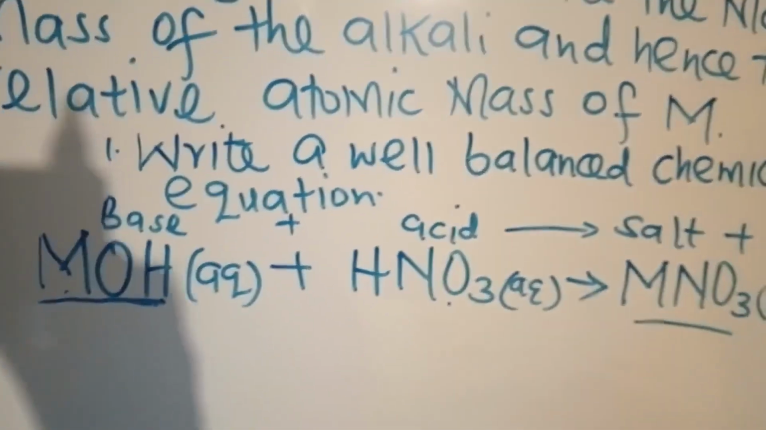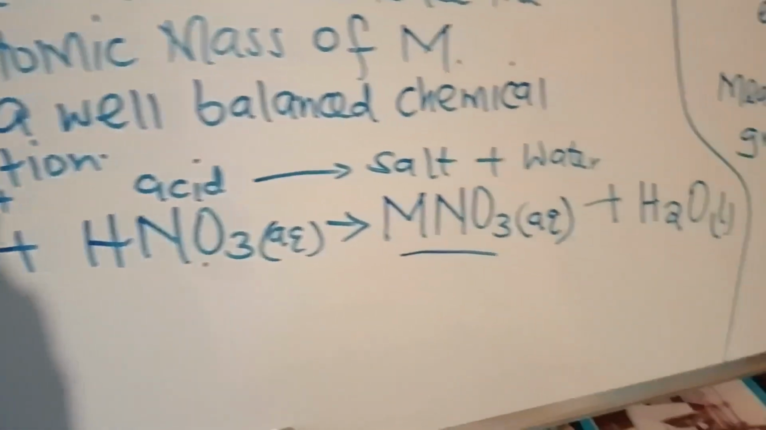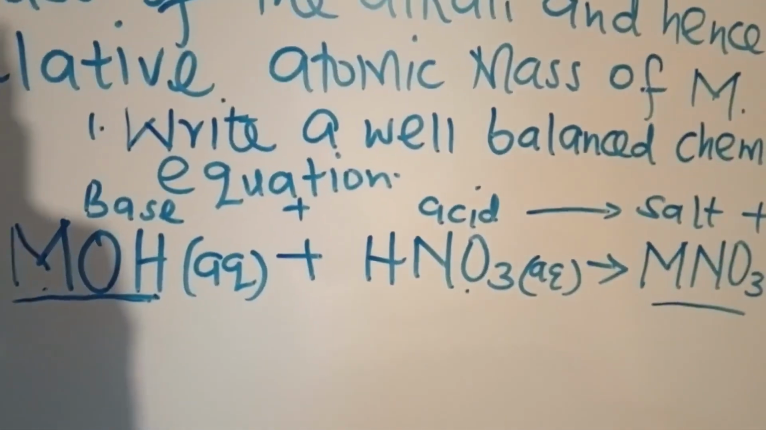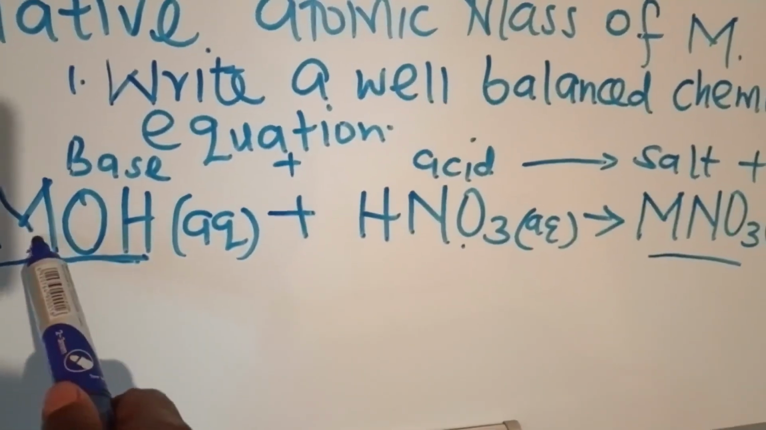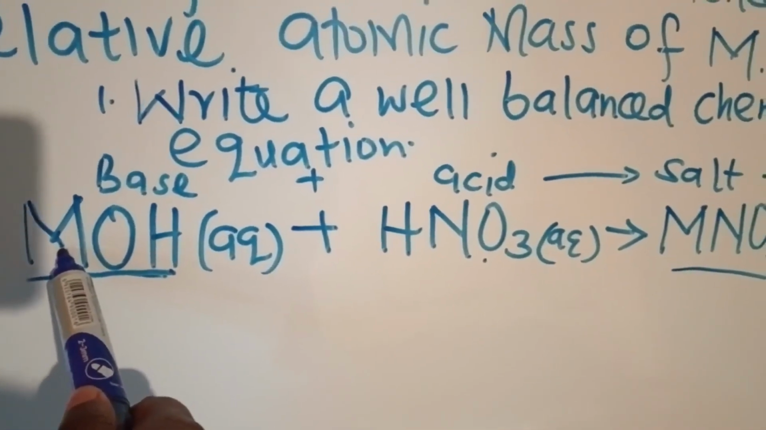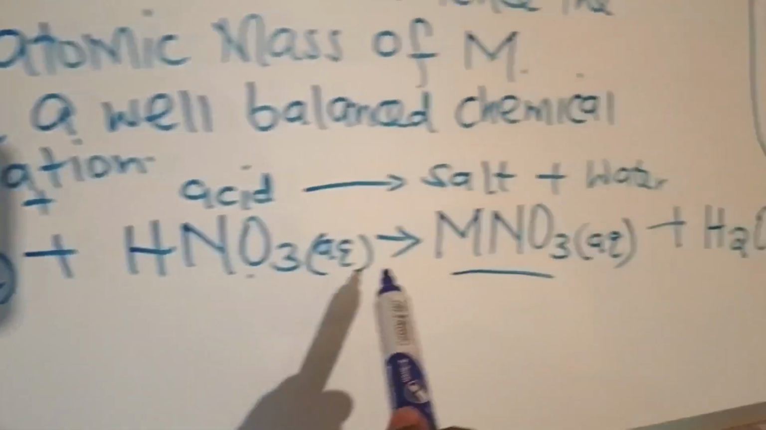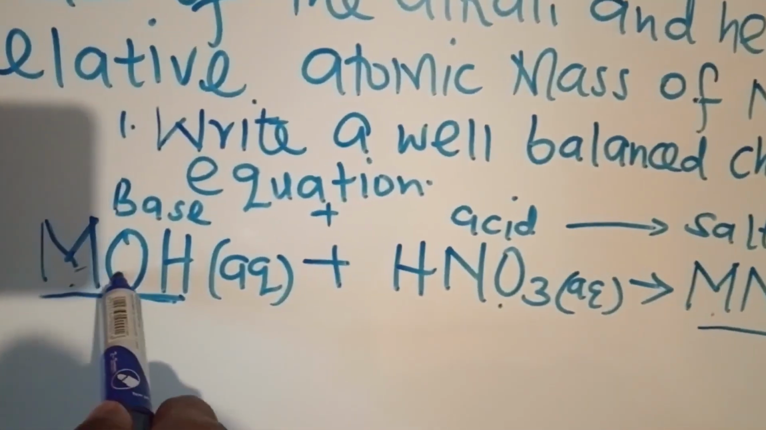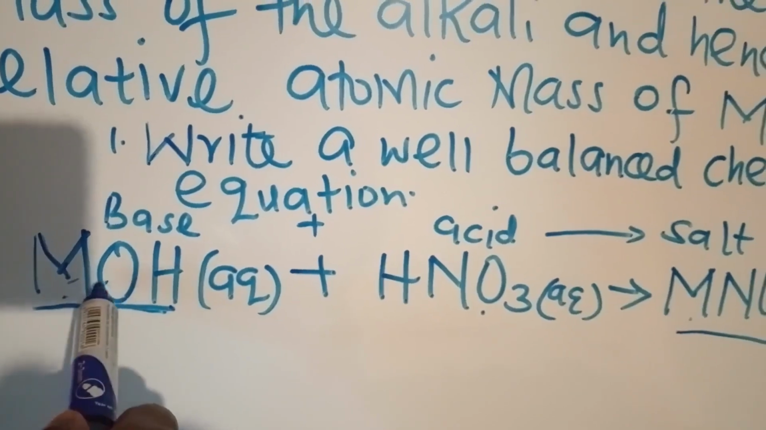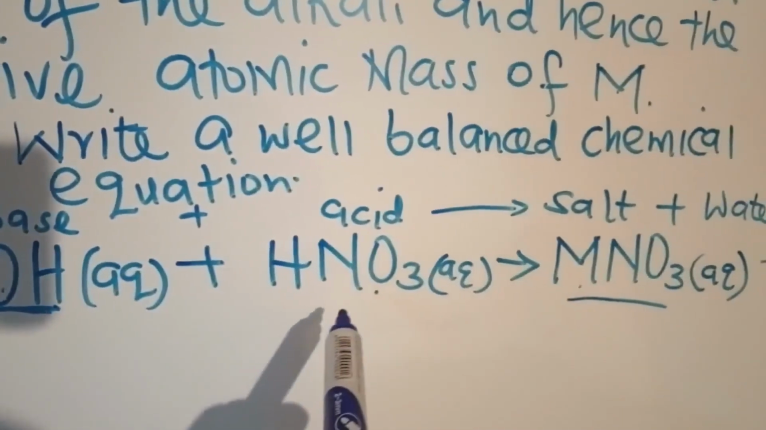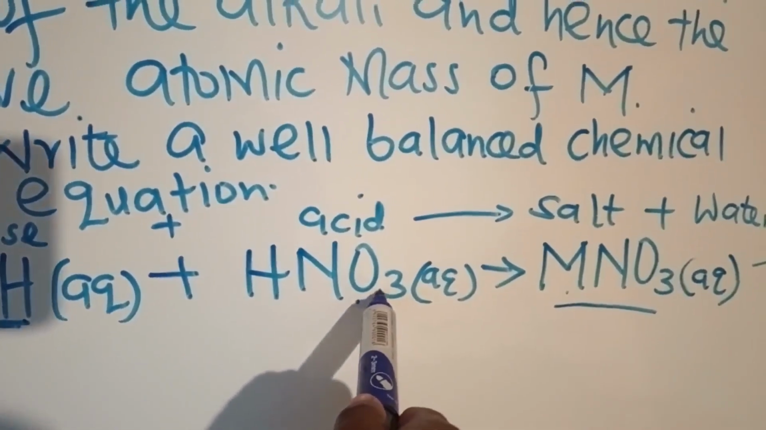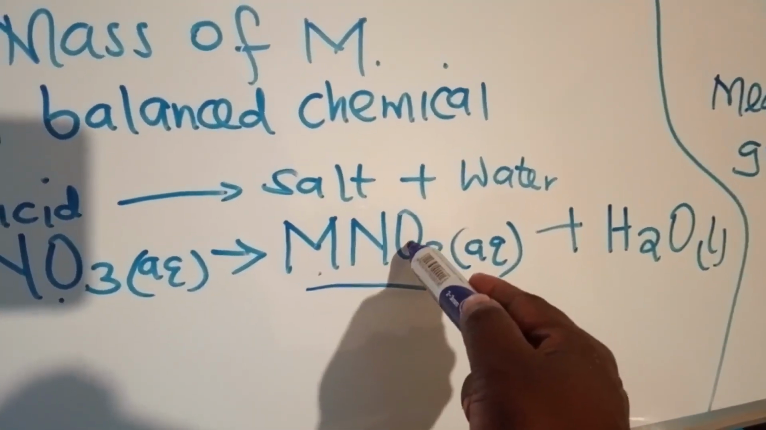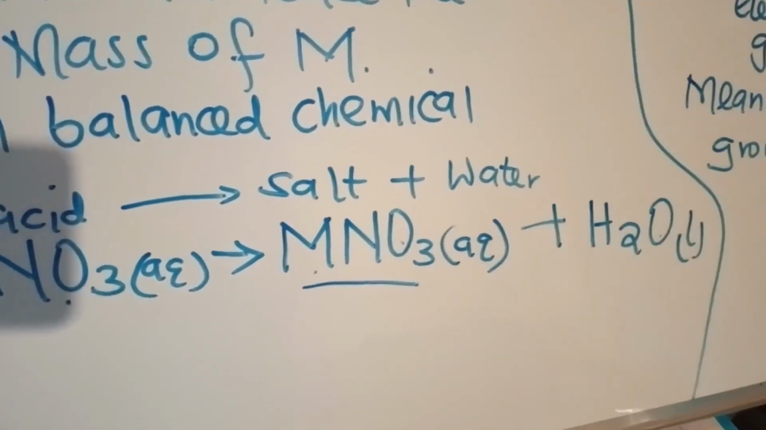then plus water, which is liquid. So after writing the equation, we check to see whether it is balanced. So let us go together. M is 1 on the reactant side. In the product side, M is also 1. We go to O, oxygen. We have 1 oxygen here, and these are 4 oxygen. A total of 4 on the reactant side. On the product side, we also have 3 plus 1, they are also 4.